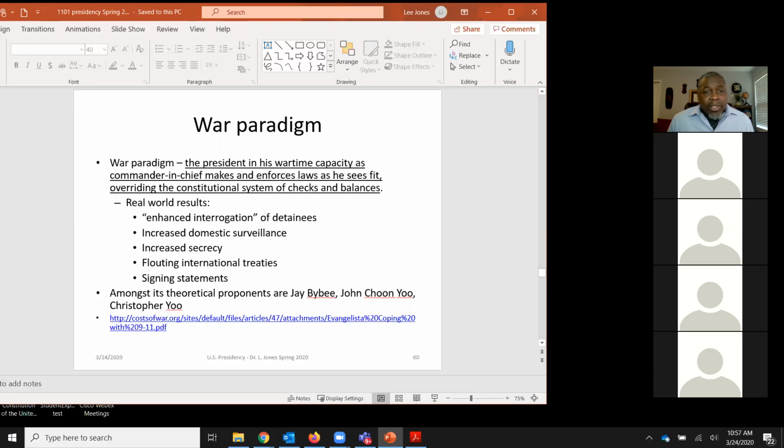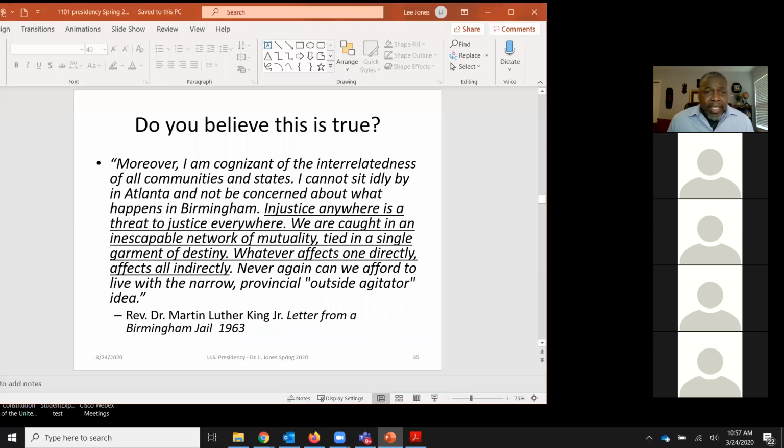The liberal and the conservative tend to have a position about how much power the president should be able to lay claim to. Here I bring to you Martin Luther King's famous quote in the Letter from a Birmingham Jail, written in 1963. The book is called Why We Can't Wait. Martin Luther King Jr. said, "Injustice anywhere is a threat to justice everywhere." He says, "We are caught in an inescapable network of mutuality, tied in a single garment of destiny. Whatever affects one directly affects all indirectly."